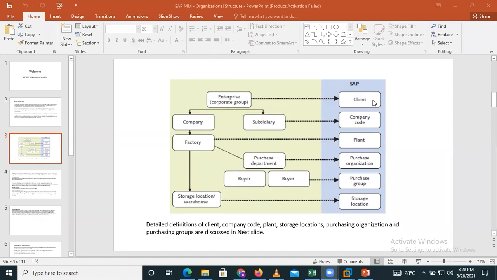Okay. So whatever we have discussed currently, did you get it, or are there any queries or questions you have on these organization units?